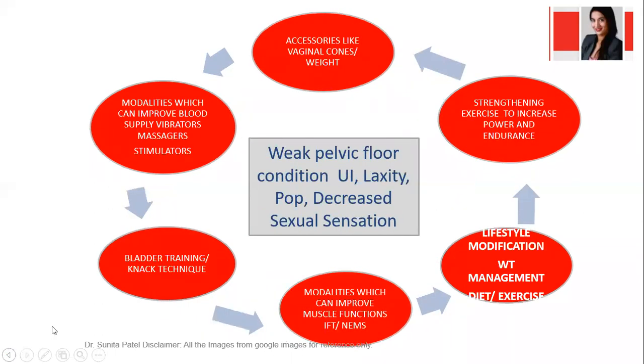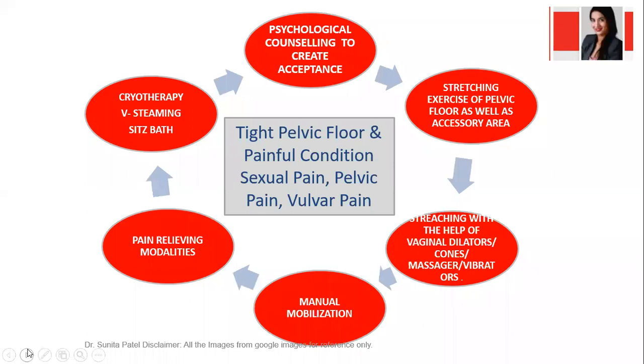And we can help our female patients in all these problems: urine incontinence, laxity, pelvic organ prolapse, decreased sexual sensations, and defecation problems. In the same way, if the muscles are tight, she's suffering from sexual pain, pelvic pain, vulvar pain, defecation problems, urination problems, we can definitely help them by creating stretching and by creating more room in those muscles, by relaxing those muscles.